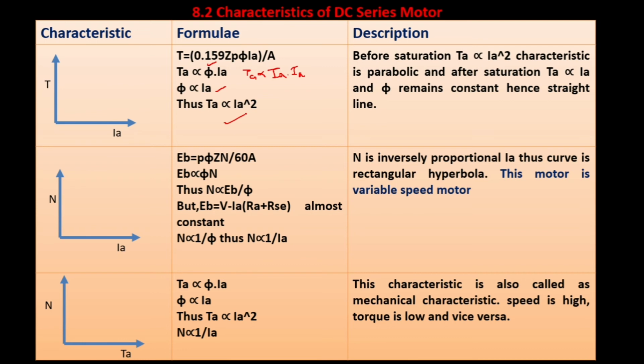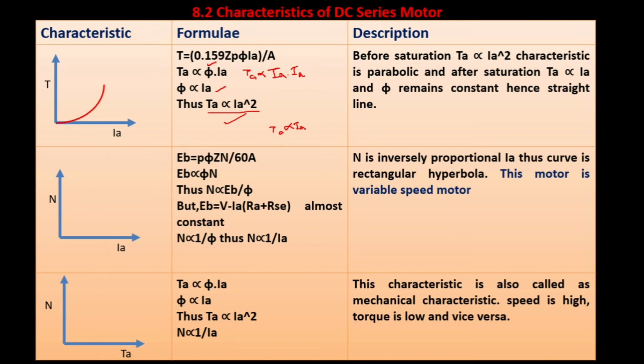Okay, but it is said that initially the torque and the armature current are directly proportional to each other, and later, after the saturation, phi becomes constant and torque becomes directly proportional to Ia. Okay, so here initially you find this type of characteristics. And after saturation you find torque becoming directly proportional to Ia. So this characteristics will be a combination of two characteristics.